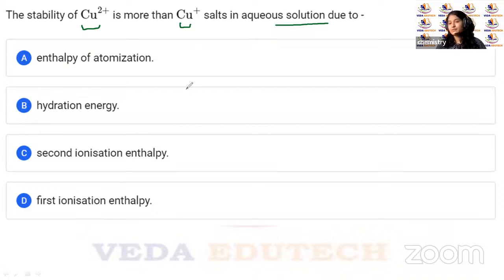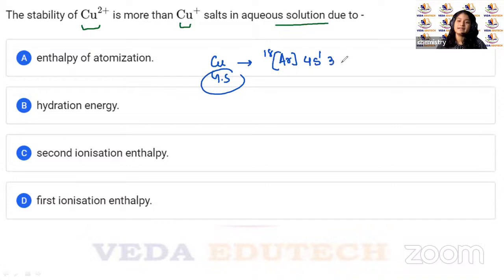Okay, children. So we'll see what happens exactly here. We'll see the ground state electronic configuration of copper. So we know that it is argon 18, 4s1, 3d10. Okay, this is the ground state electronic configuration.